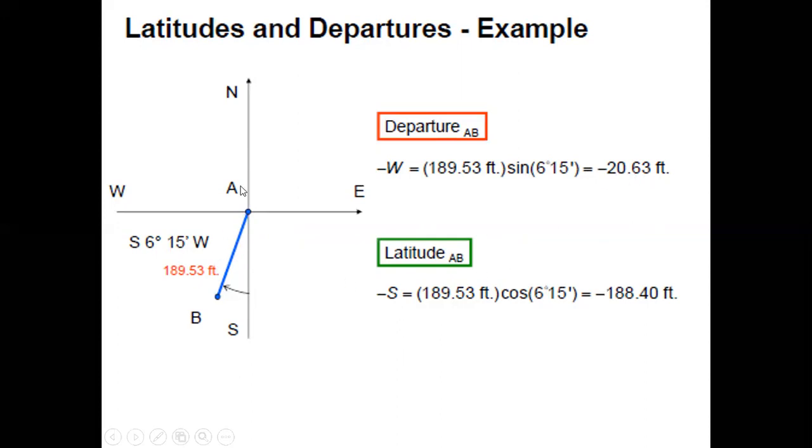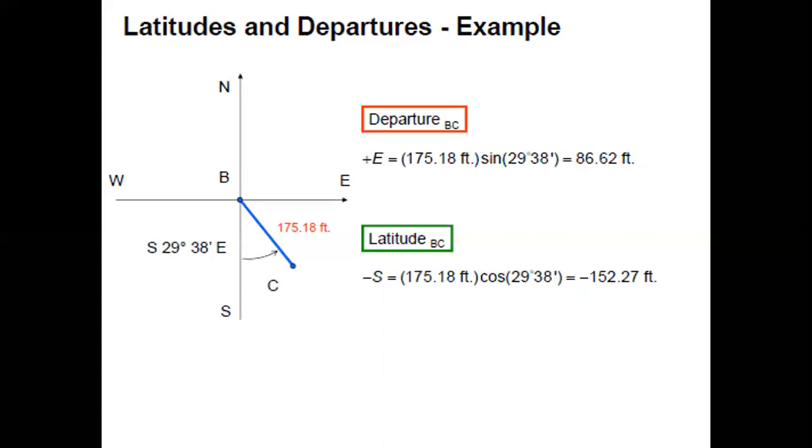Now for the latitude value, we're after this component, so we have to use the cosine function. Cosine of the angle is equivalent to the latitude of line segment AB over the length. So to obtain the latitude, this is the length times the cosine of the angle. Take note that the latitude for line segment AB is going downward, so by sign convention, the sign is negative. That's why we have negative 188.40 feet.